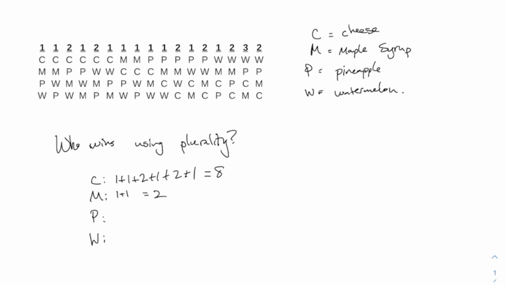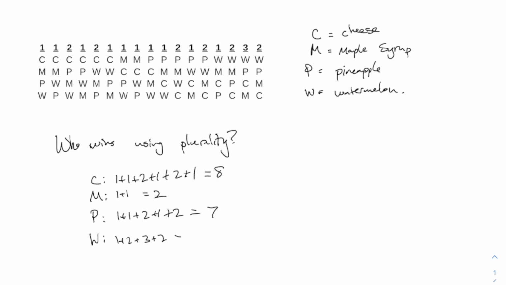P has 1, 1, 2, 1, and 2. So that adds up to 1 plus 1 plus 2 plus 1 plus 2. This is 4, 5, 6, 7, right? And the W is 1 and 2 and 3 and 2. I think that's also 8.